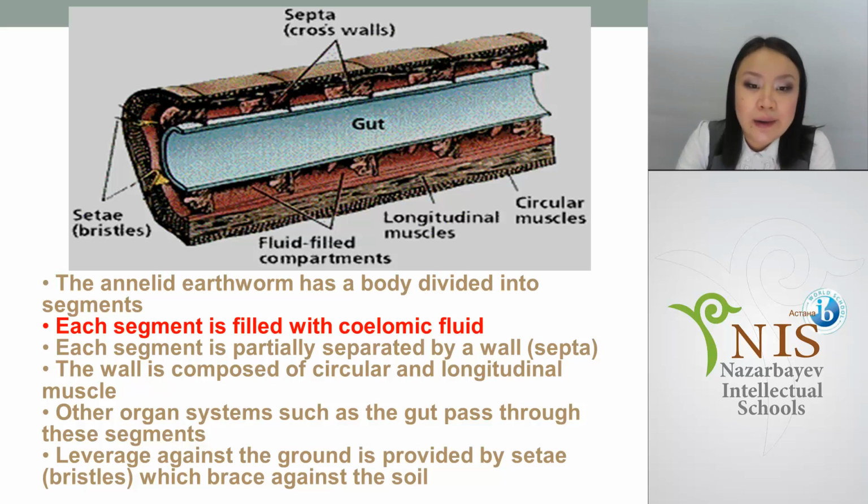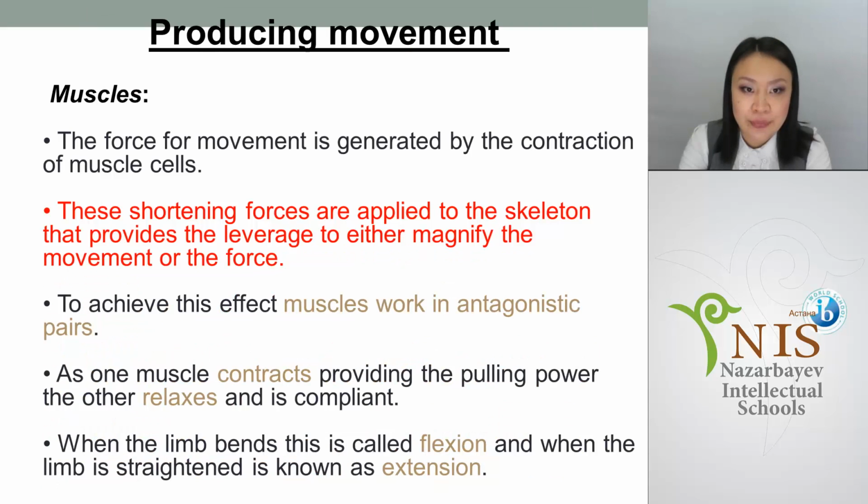Look at these red labels. You see here that this worm has longitudinal and circular muscle. And look at the place where it is written fluid-filled compartments. These fluid-filled compartments give the worm its exact fixed shape.